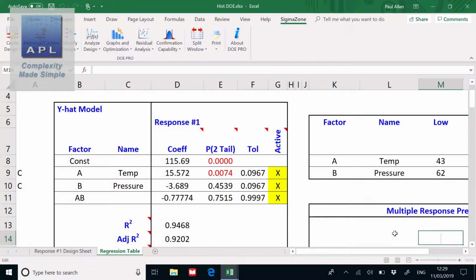So what you can see now is in the coefficient column, this is the equation that tells me what temperature and pressure is doing. For each unit of temperature, I get an increase of 15.5 on the hardness. For each unit of pressure, I get an increase of minus 3.6 on the hardness. So I've got the regression equation there. But these coefficients are double counting what's going on.